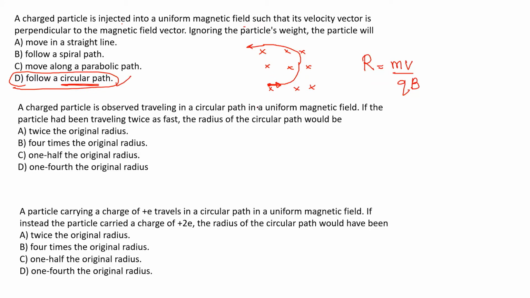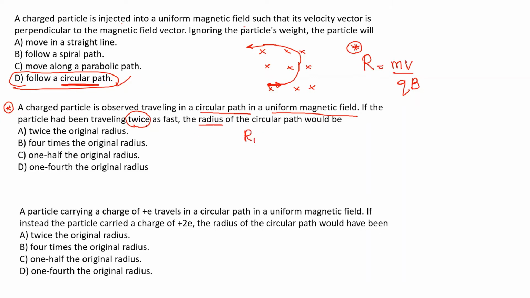Okay, a charged particle is observed traveling in a circular path in a uniform magnetic field. If the particle had been traveling twice as fast, what would happen to the radius? Can you see that these problems are very common? You will see them in exams. To answer this, you have to know how to get this equation. If you have this equation, doing this problem is not hard.